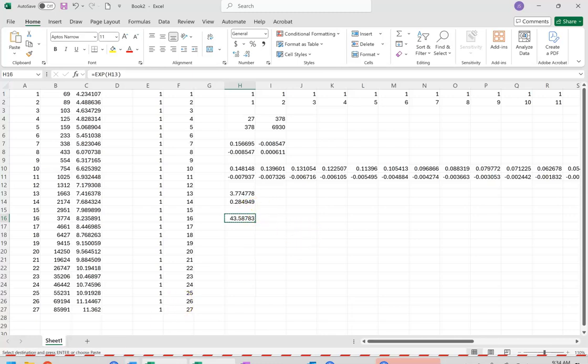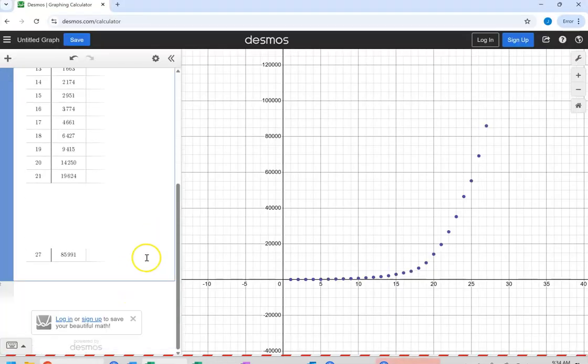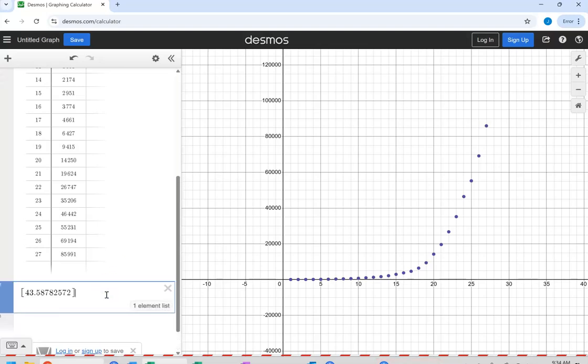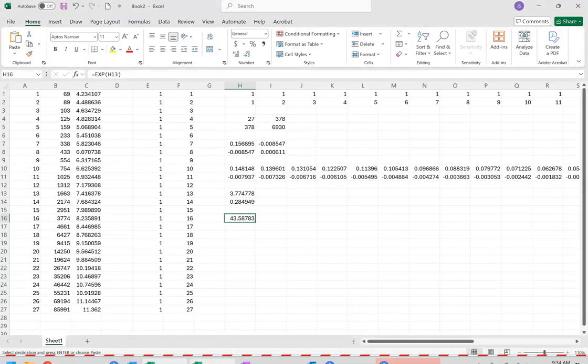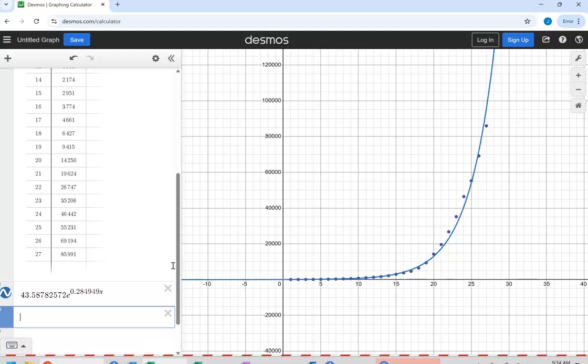All right. So if I use this 43.58783, let's go back over to Desmos. There we go. And then E, let me delete that out. And then we did E to the 284949 times X. There we get our model of our data with an exponential function.